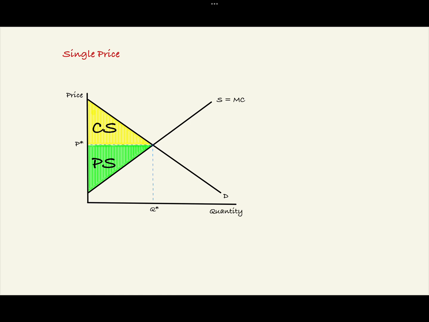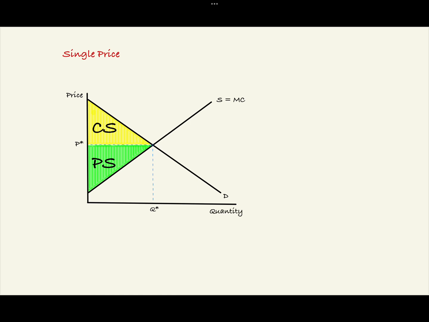Thus, consumers will pay the price of P star for the good, while producers will receive the price of P star for that same good. In this market, we have no price discrimination, as every consumer pays the same price of P star.